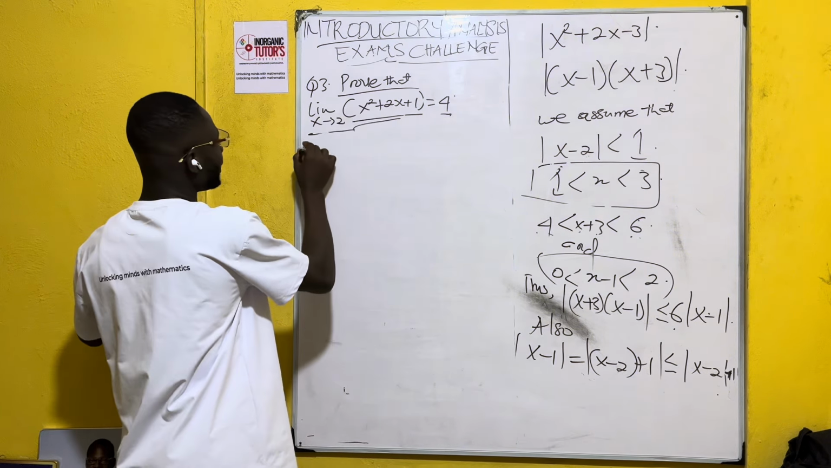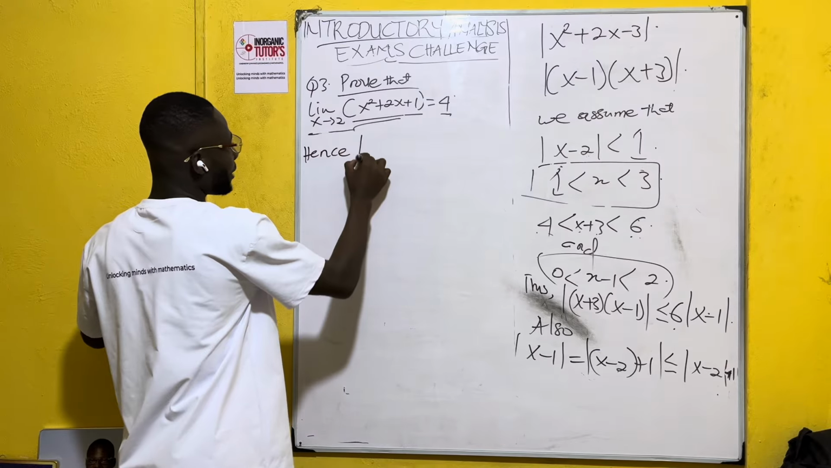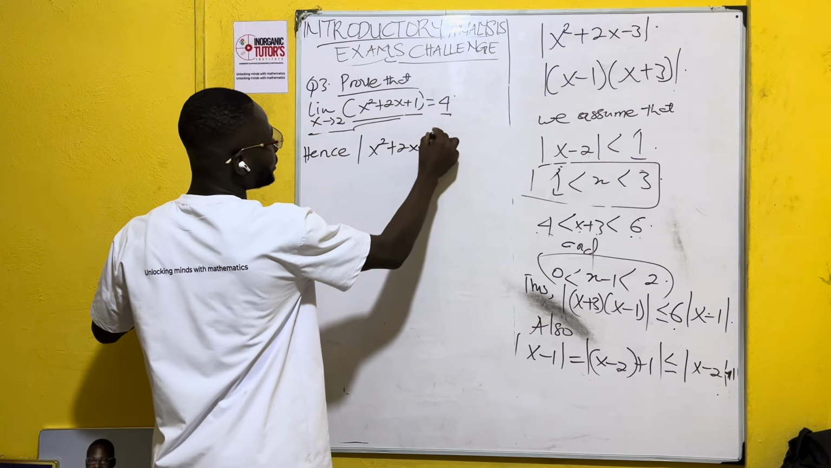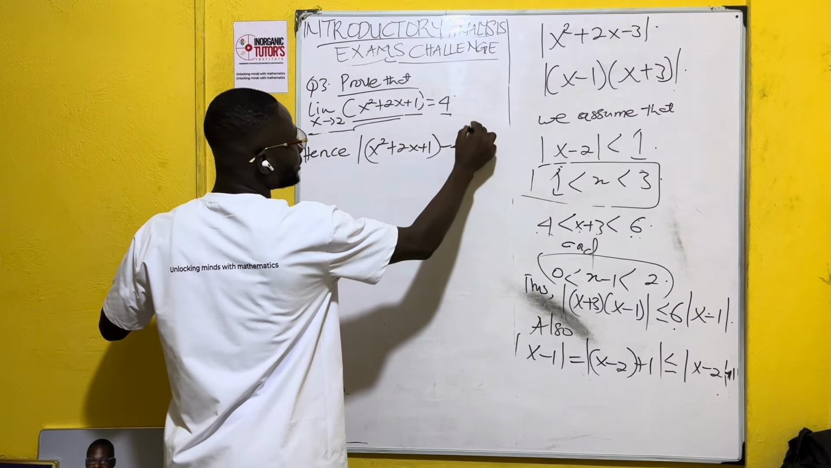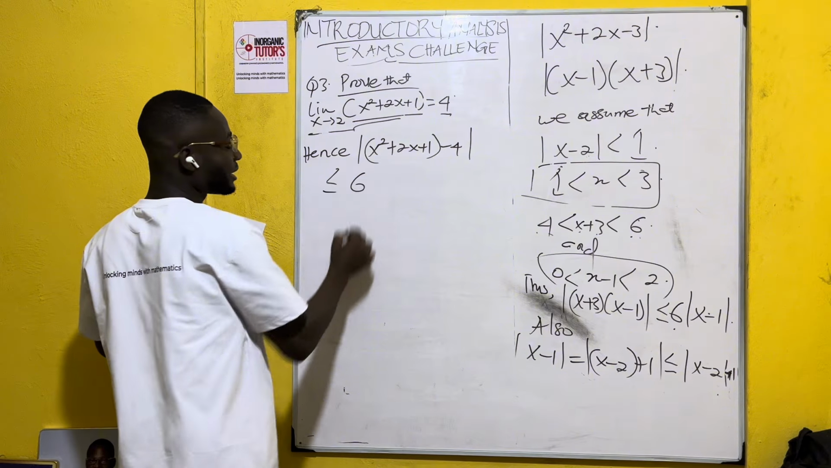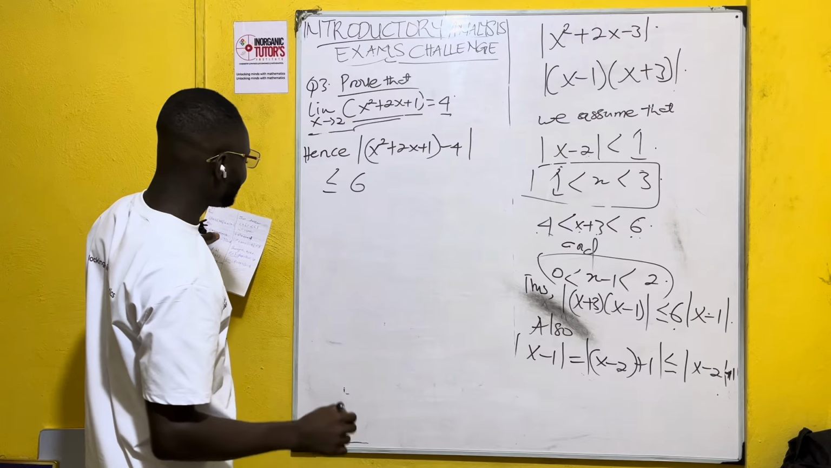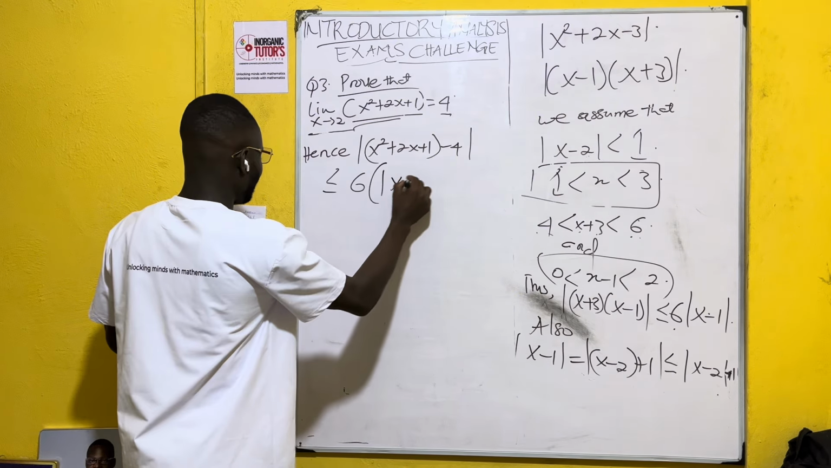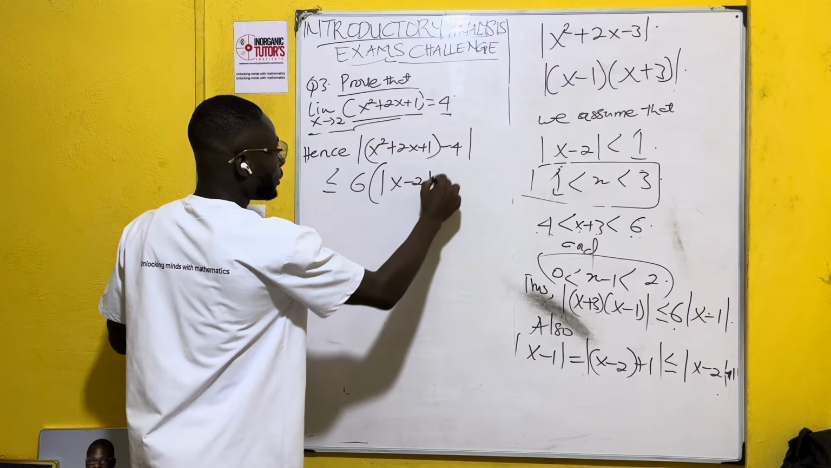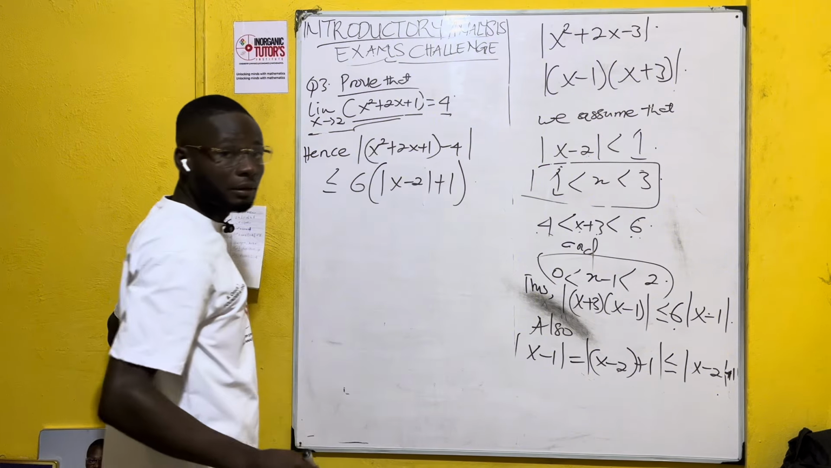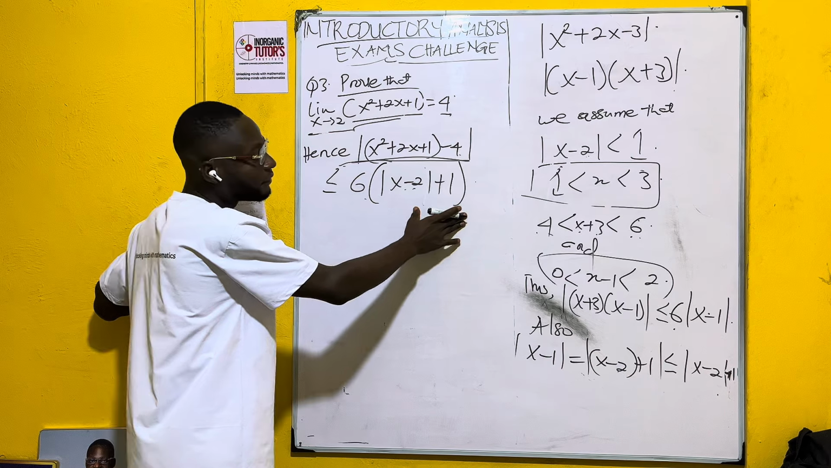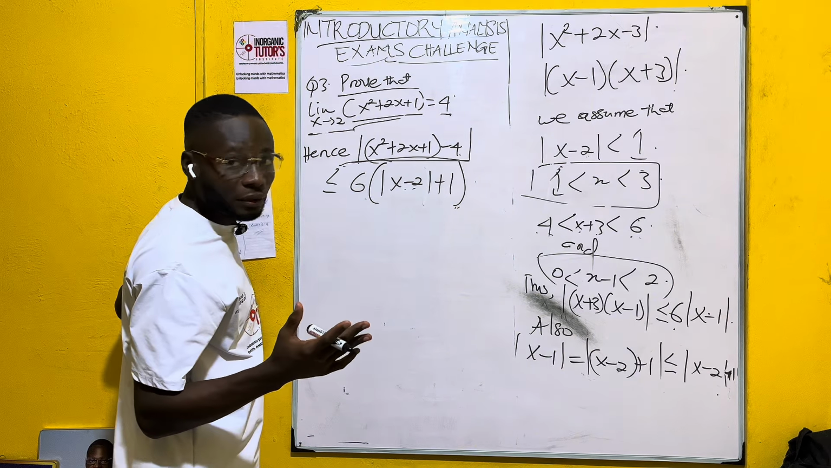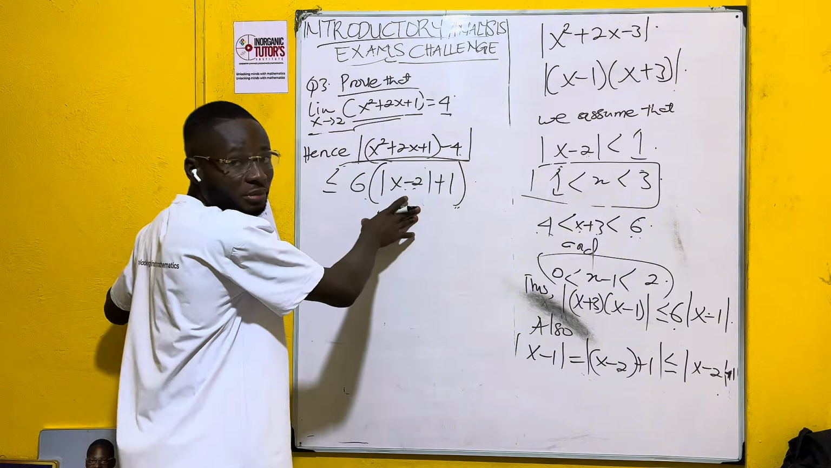Okay, so now we can say that hence the absolute value of x squared plus 2x plus 1 minus the limit is less than or equal to 6 times the big bracket absolute value of x minus 2 plus 1. Right, so this is what we have. Now we have to choose a very small bound to be able to simplify this.